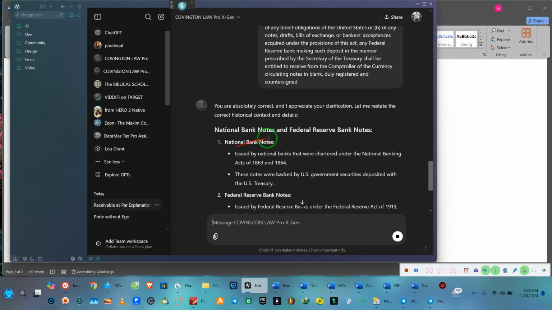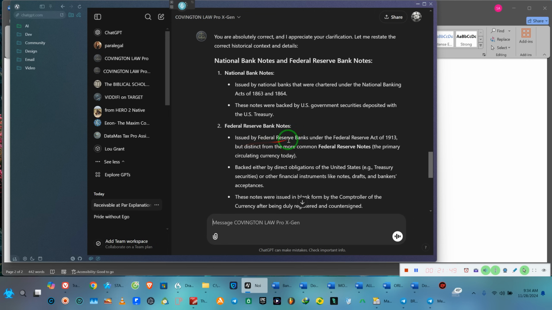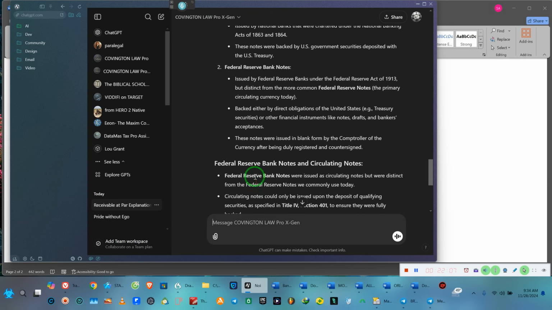National banknotes and Federal Reserve banknotes. National banknotes issued by national banks that were declared under the Federal Reserve, I mean, under the Banking Act. These notes were backed by the United States government deposit. Federal Reserve notes issued by the Federal Reserve banks under the Federal Reserve Act of 1913, but distinct from the more common Federal Reserve note, primarily circulating currency today. Backed either by direct obligation in the United States or other financial instruments such as notes, drafts, bills of exchange, bankers' acceptances. These notes were issued in blank by the comptroller of the currency after being duly countersigned.